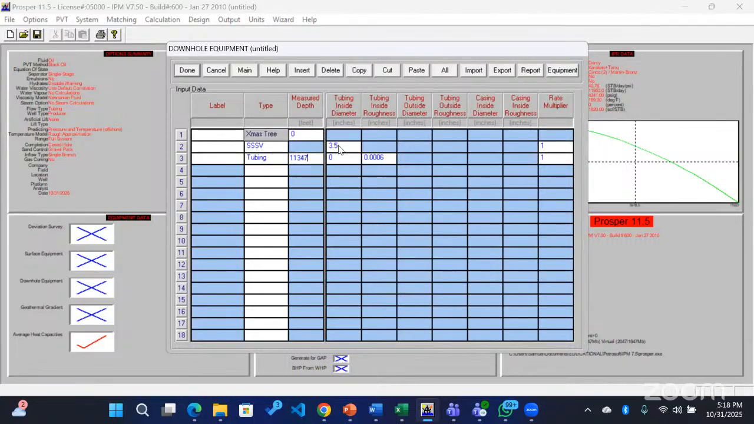So the next thing I want to input here is the tubing diameter. Let's say the inner diameter is the same size, 3.5 inch, and the rate multiplier is 1. Let's just assume we have 1. Casing inside roughness, all these that are not editable, so you ignore it.